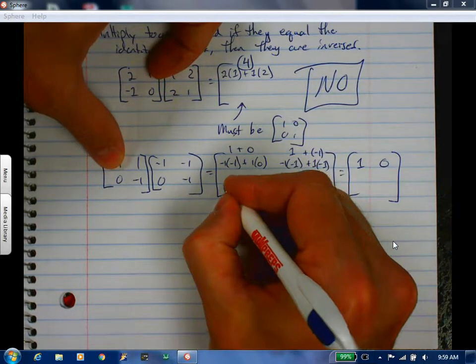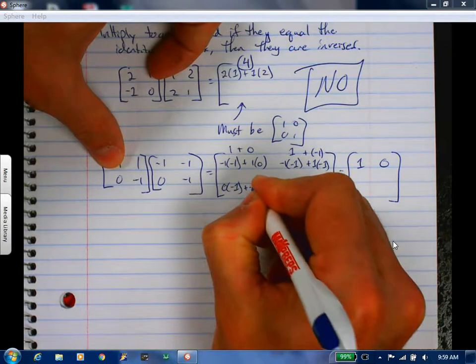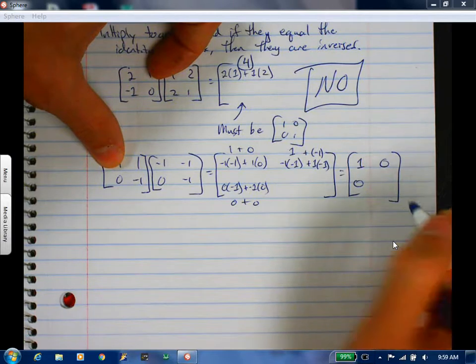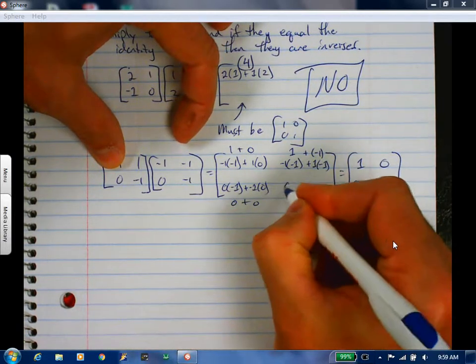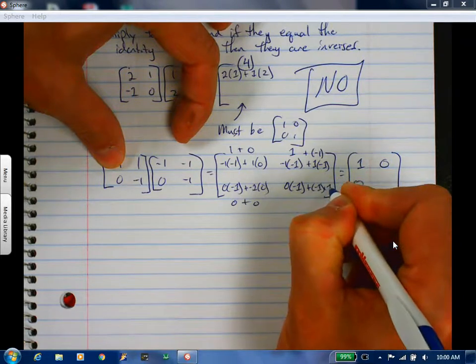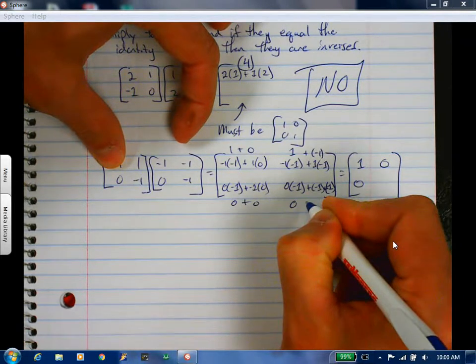0 times negative 1 plus negative 1 times 0. Well, that's 0 plus 0. So that's 0. Looking good. 0 times negative 1 plus negative 1 times negative 1, which is 0 plus 1, which is 1.